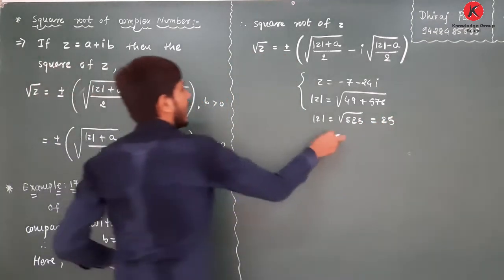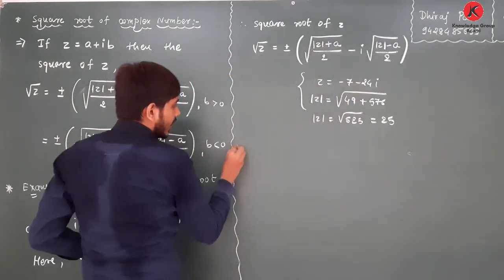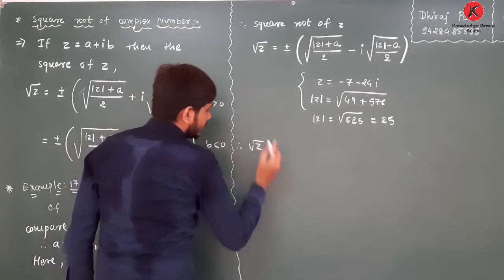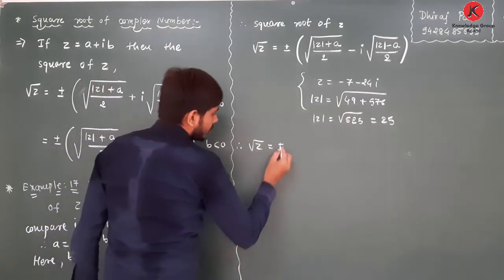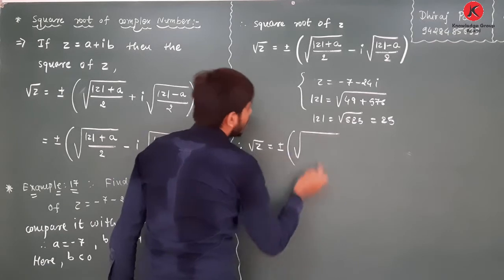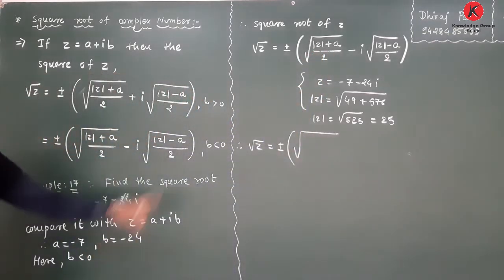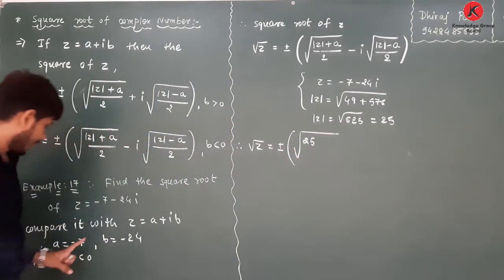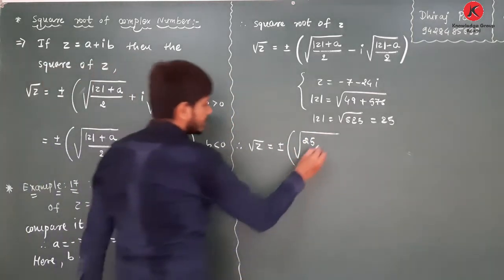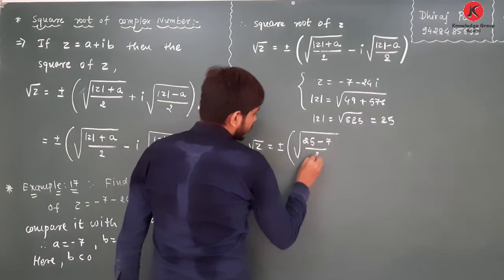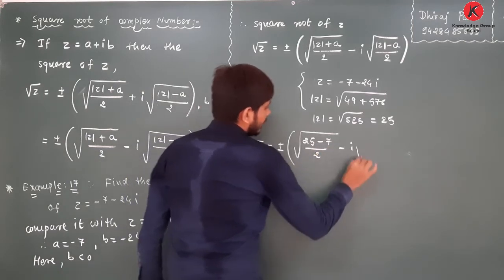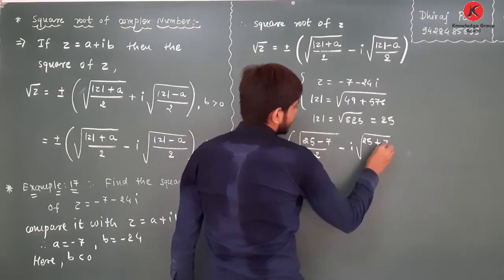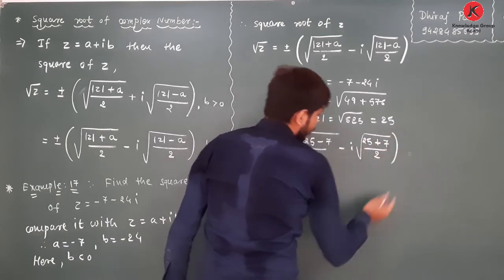Put this value in the formula. Therefore we are getting under root of z equals plus or minus under root of modulus of z, modulus of z is 25, value of a is -7, divided by 2, minus i into under root of 25 minus (-7), that is plus 7, divided by 2.